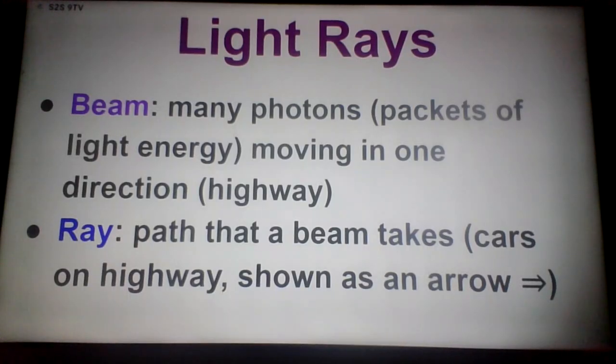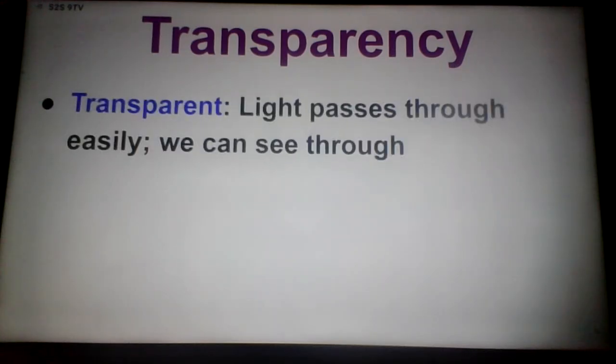All right, ready? Transparency. Well, 3 words here. Transparent means light passes through easily so we can see through. We look through a window. A window is made of glass, and glass allows light to very easily pass through. And we get good, clear images on the other side unless there's something wrong with the glass. So anything we can easily see through, we call transparent, which means light passes through easily.